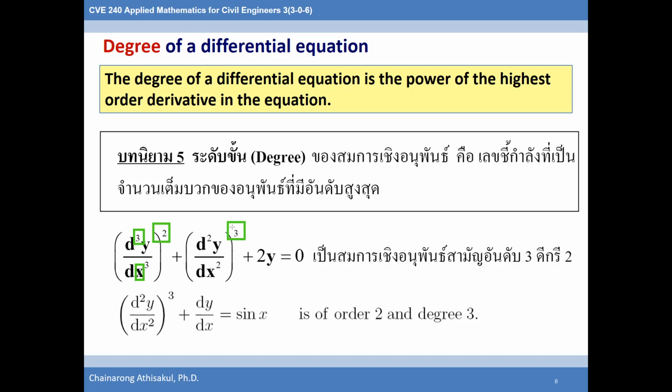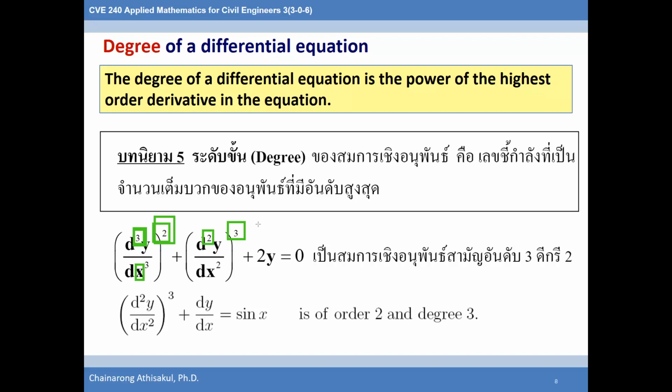Okay, this number, that it is degree 3, is the power of the second order derivative. That is not the highest one. The highest for this equation is the third order. So degree represents the power of the highest order derivative in the equation. So this is just the third order differential equation of degree 2.